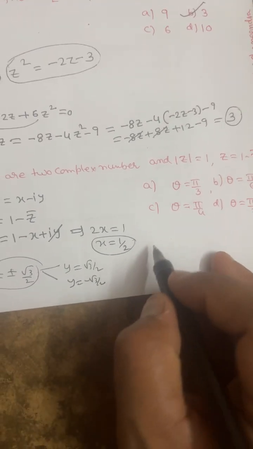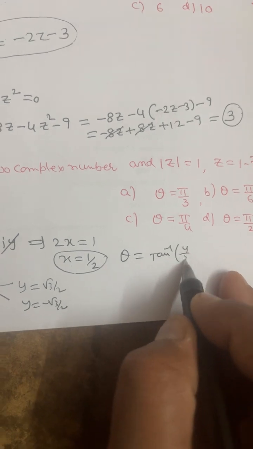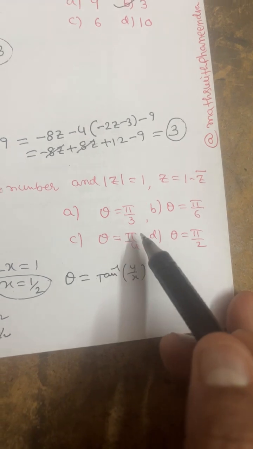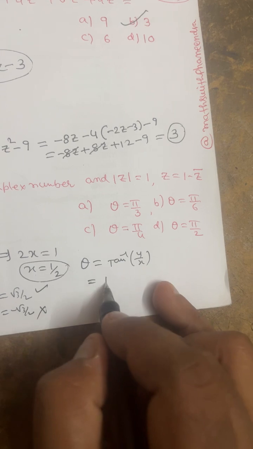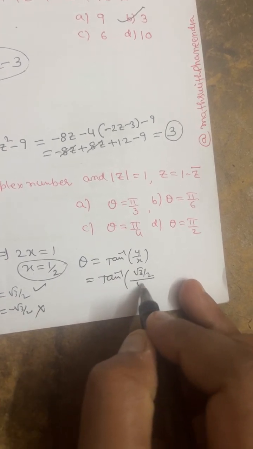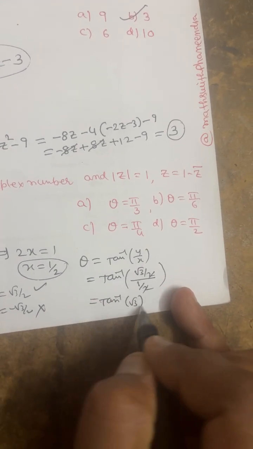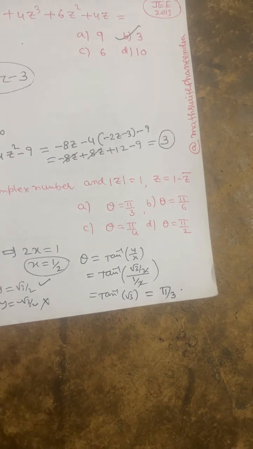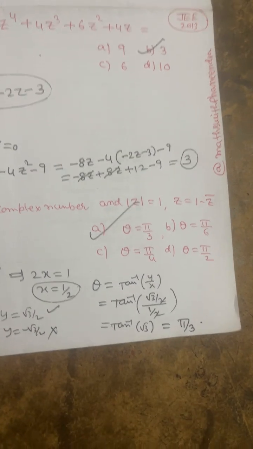So based on this argument, you can calculate theta equal to tan inverse of y by x. By observing the options, all our angles are positive, so you can take the y value only positive. So don't consider this one. So tan inverse of y value root 3 by 2 by x value 1 by 2, the 2 gets cancelled. Tan inverse of root 3 is equal to pi by 3, so 60 degrees. So theta equal to pi by 3 is the right answer, dear students.